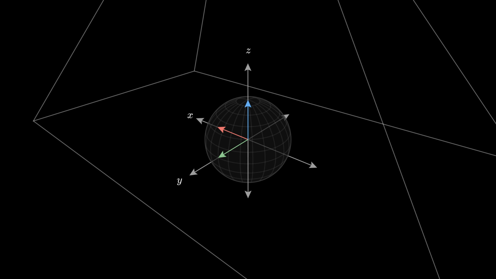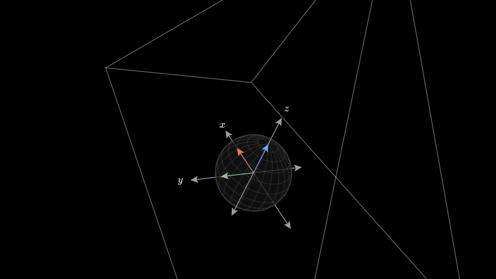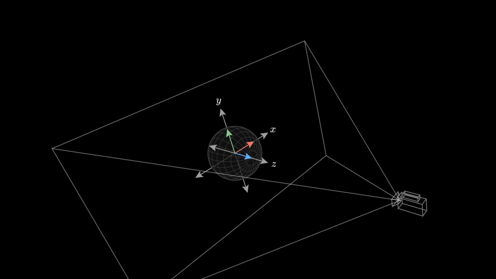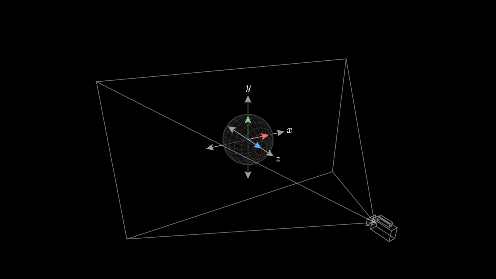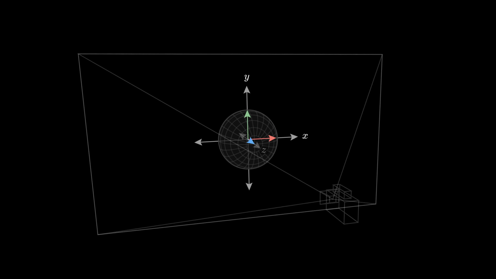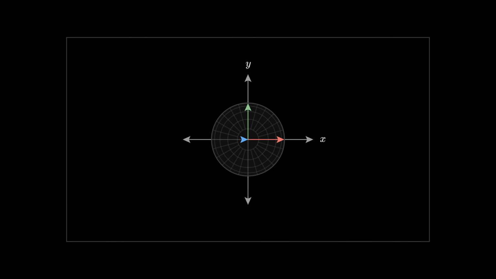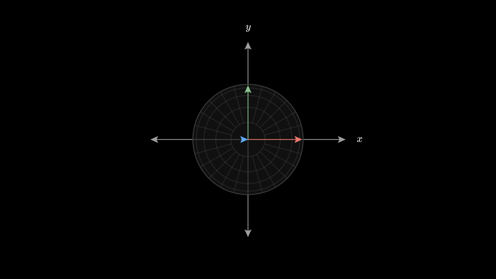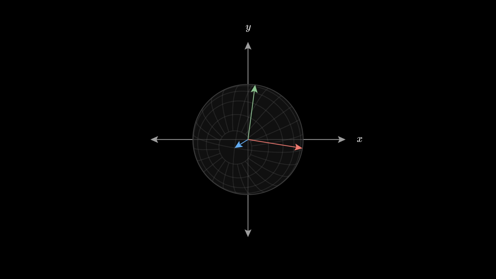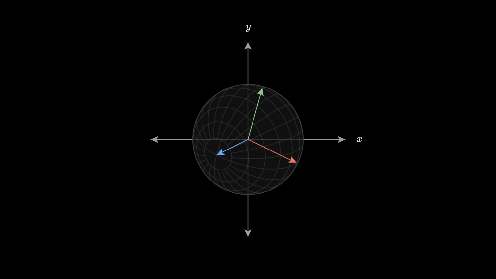I'll show you how to do this later. For now, let's resume viewing the scene from the same perspective we'll use throughout the rest of the video. Next, let's talk about what these red, green, and blue arrows are. In math, we call these basis vectors, and together they represent the coordinate system of the sphere. The basis vectors all have a length of 1 and are perpendicular to each other.